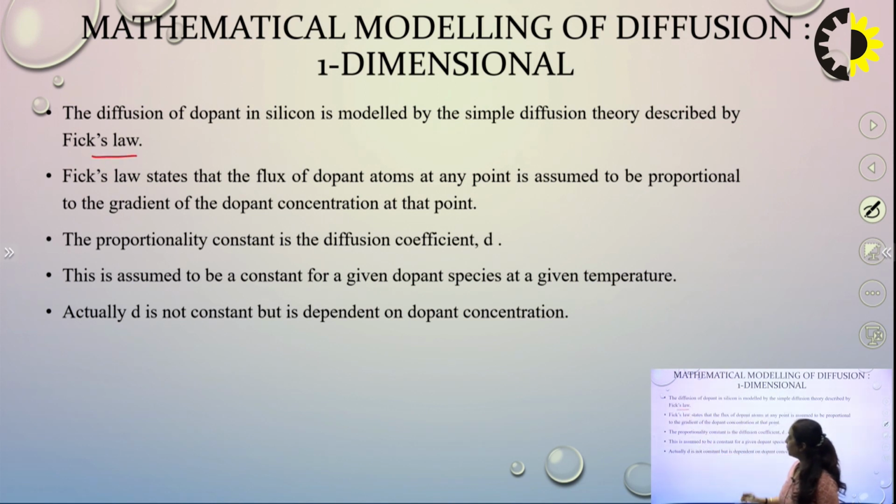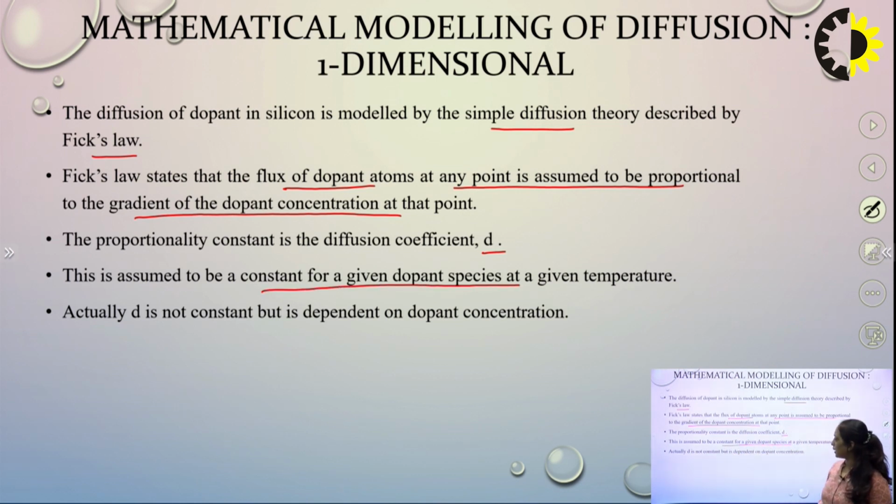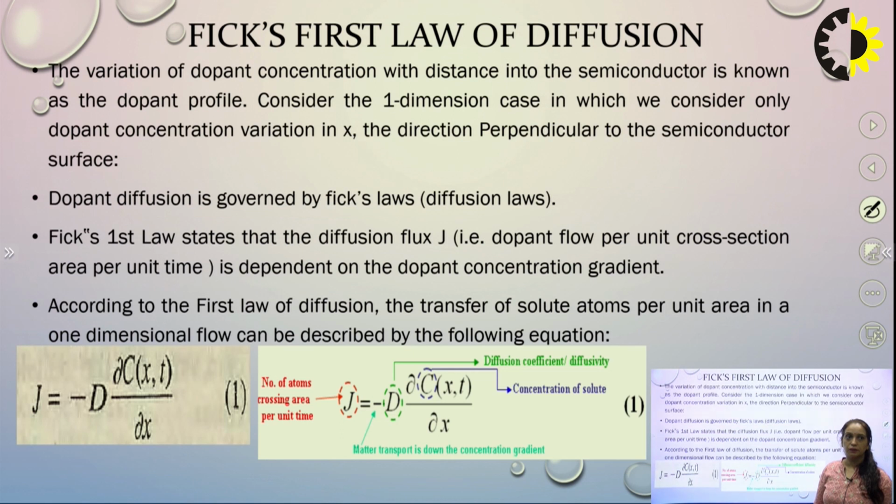The diffusion of dopant in silicon is modeled by a simple diffusion theory which is described by Fick's law. Fick's law states that the flux of dopant atoms at any point is assumed to be proportional to the gradient of the dopant concentration at that point. The proportionality constant is the diffusion constant represented by D. This is assumed to be a constant for a given dopant species at a given temperature. Actually, D is not a constant, but it is dependent on the dopant concentration.